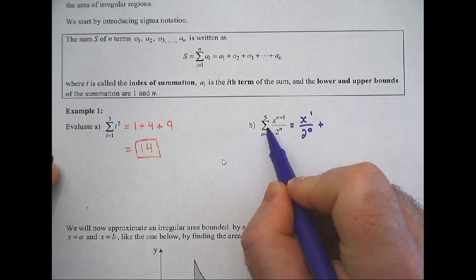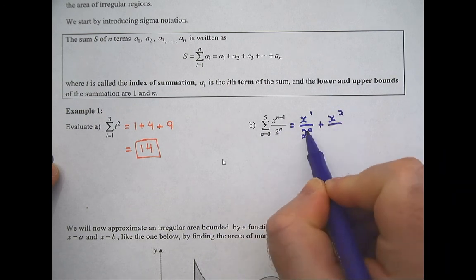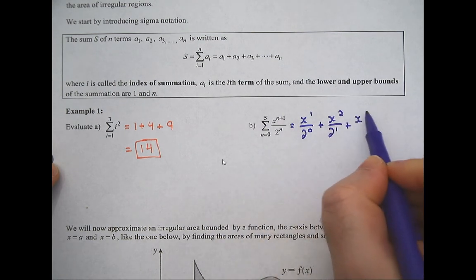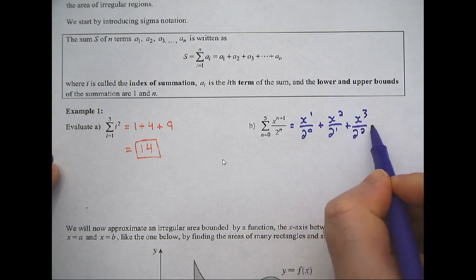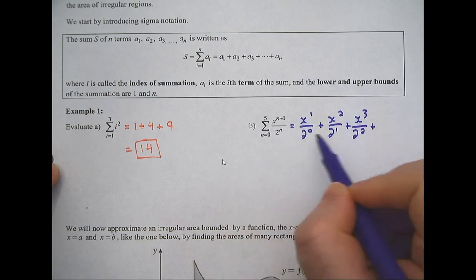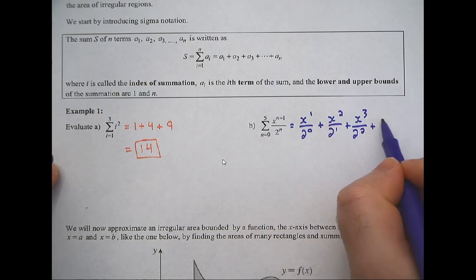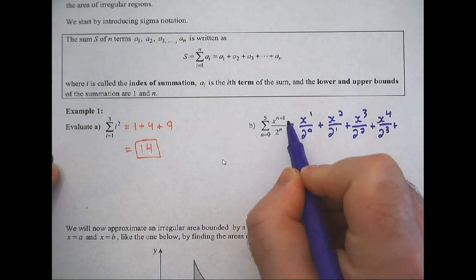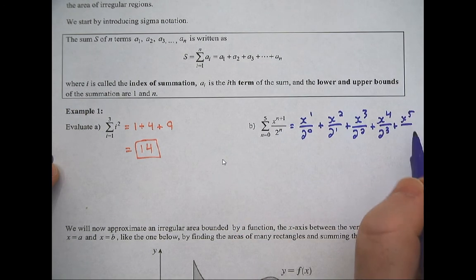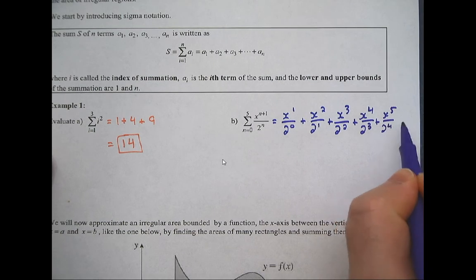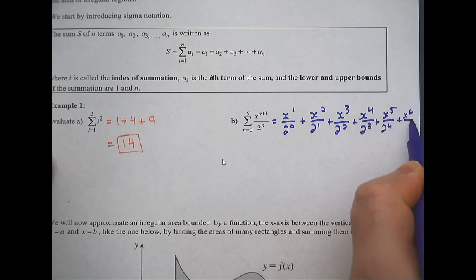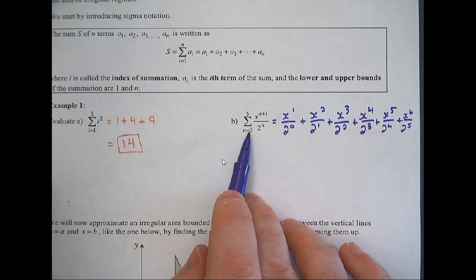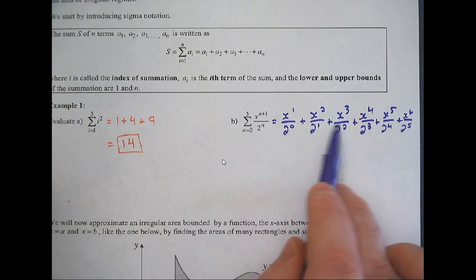Then I'm plugging in 1. So 1 plus 1 is 2, over 2 to the first. Plug in 2. 2 plus 1 is 3, over 2 to the second. Plug in 3 next. 3 plus 1 is 4, over 2 to the third. Plug in 4. 4 plus 1 is 5, over 2 to the fourth, plus x to the sixth over 2 to the fifth. That makes sense because when I plugged in 0, 0 was my first term. So to get to 5, I should have 6 terms: 1, 2, 3, 4, 5, 6.